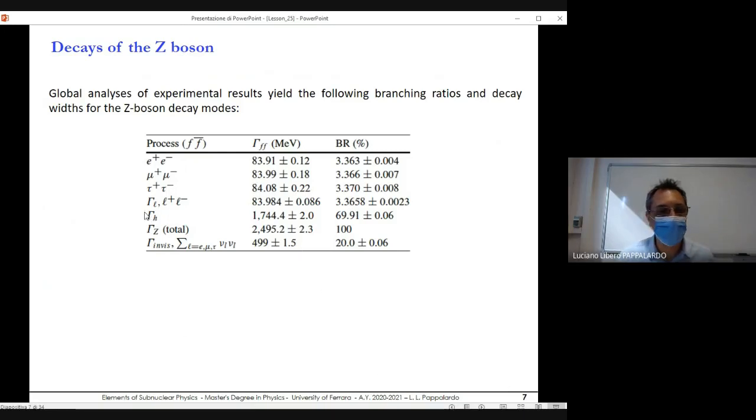Then we have the hadronic mode. This accounts for all possible decays into quark antiquark pairs, so they are all put together here. The width is 1.7 GeV. So it's the biggest part, of course, and the branching ratio is over 70%. So in 70% of the cases, the Z boson will decay into quark antiquark pairs. Then we have the so-called invisible width, the neutrino sector, which sums up to something like 500 MeV, which is three times the 167 that we calculated before, because we have three generations. The branching ratio is 20%. Of course, when you sum up all these branching ratios, you obtain 100% and a total width of 2.5 GeV.